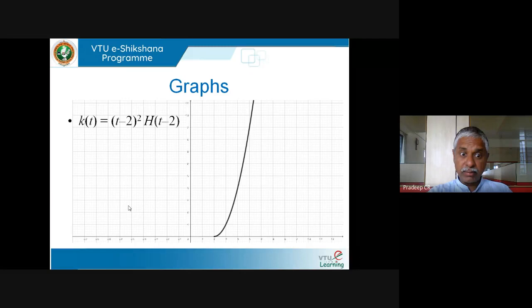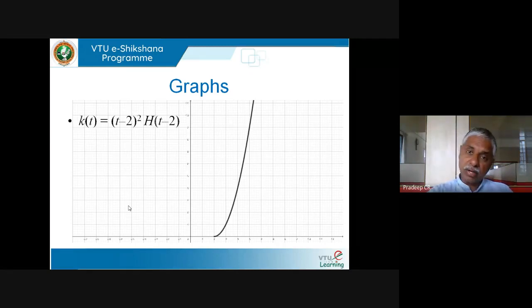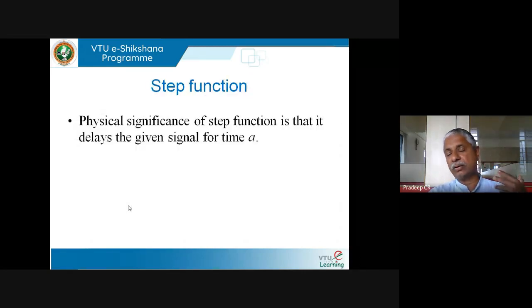So what I'm trying to impress upon you is, given a signal, G(t) will give you the signal after some seconds. K(t) will give you the signal after some time, but as if it was starting at 0. That is the crux of this Heaviside function. We want you to understand the Heaviside function, but we are not going to talk about the mathematics of it. The only thing we want to know is the Laplace transform of the Heaviside function. So let's do that. This is all I have told you.